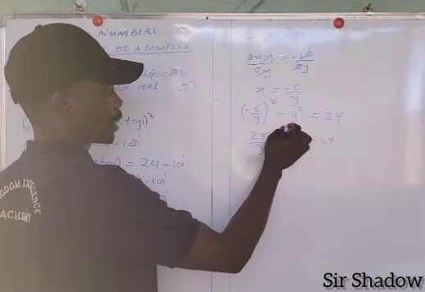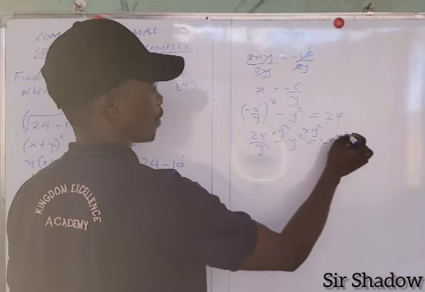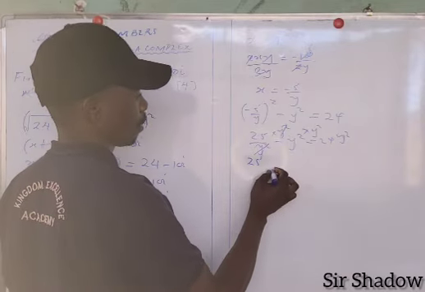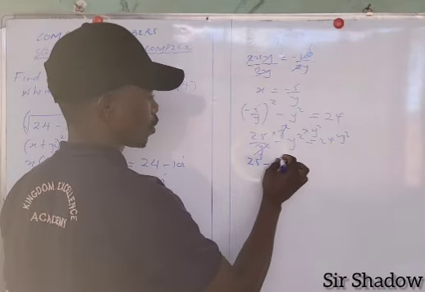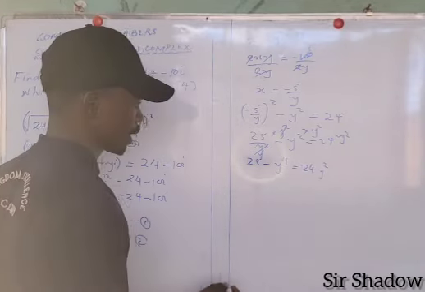Let's now expand. Let's now remove the fractions, this one and this one. It becomes 25 minus y to the power 4 is equal to 24y squared, right?